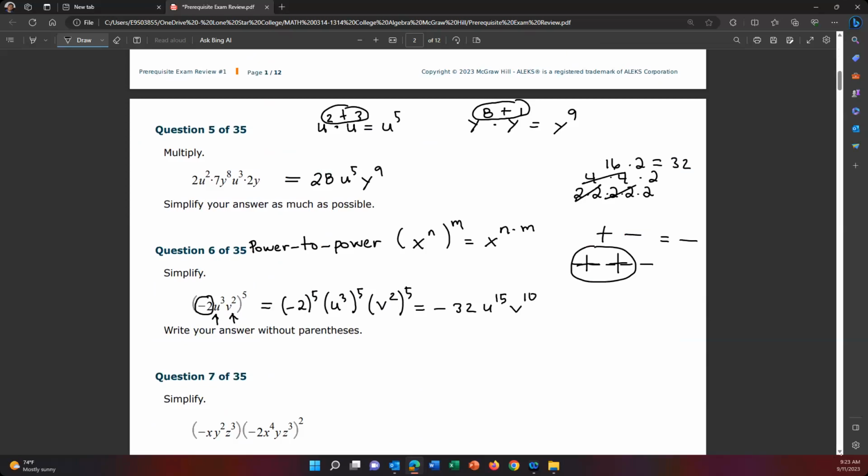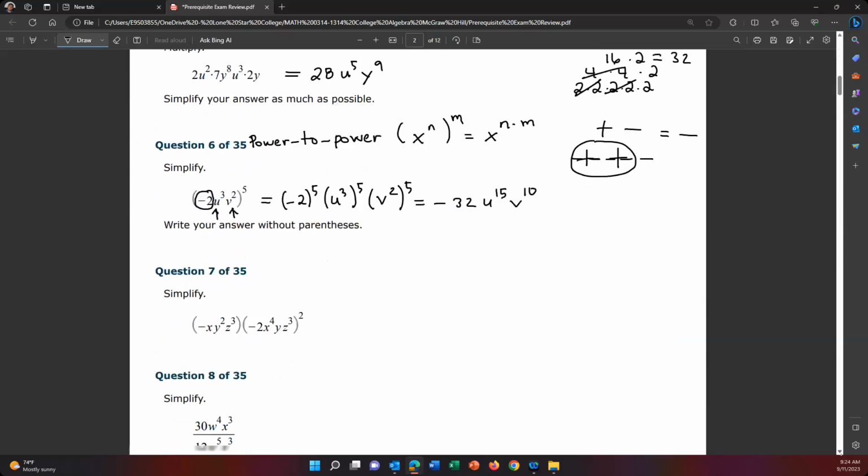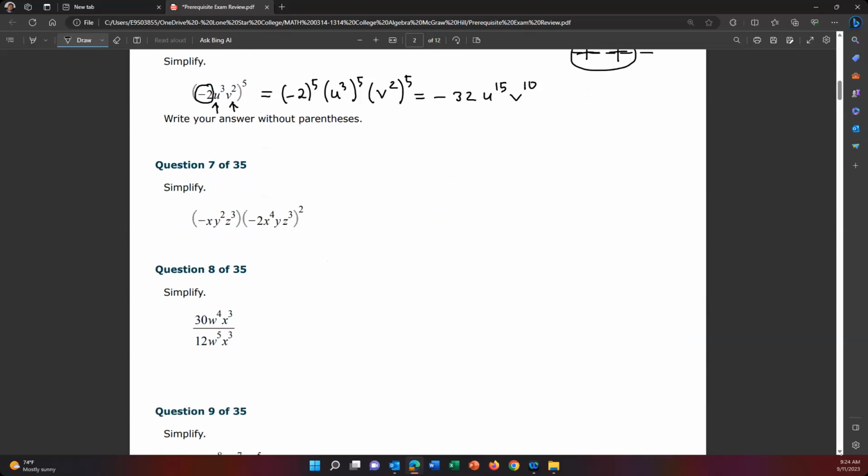All right, let's continue with question 7. I want us to simplify. So we have a multiplication here. And the way I know this is we got some parentheses going on here. Notice that there's nothing in between those parentheses. So this is an indication that it must be a multiplication. Again, we multiply numbers with numbers, the same letters with the same letters.